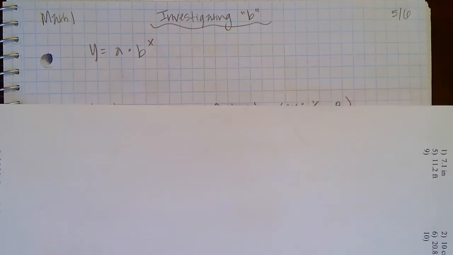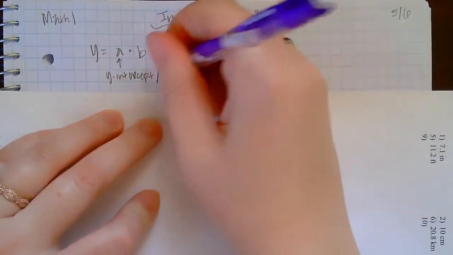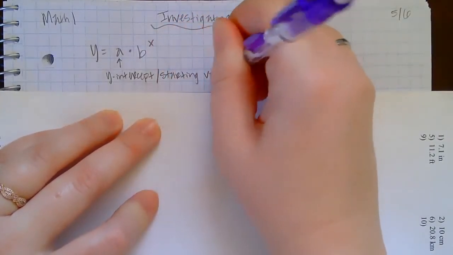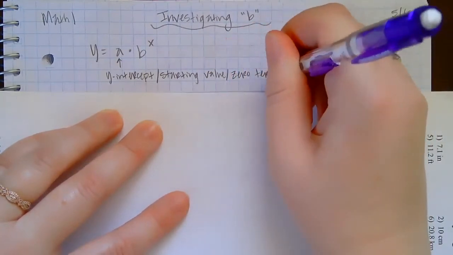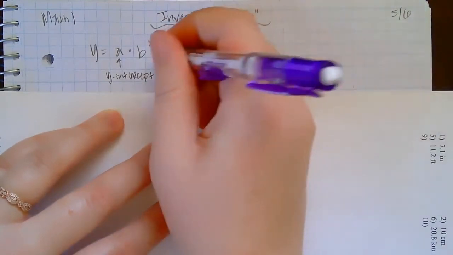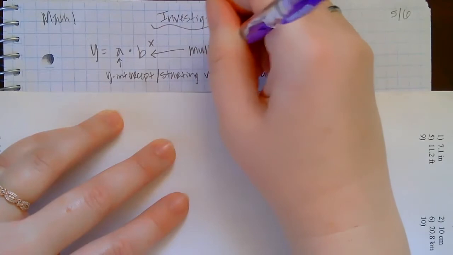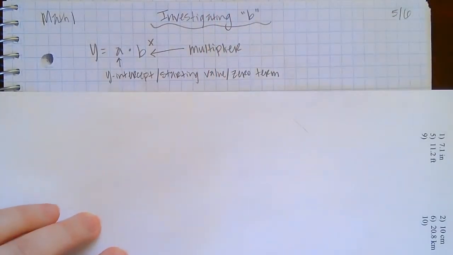So in an exponential function, the first thing we already know is remember that this a is the y-intercept. You can also call it the starting value, or you can also call it the zero term, right? And then remember this b value, that is my multiplier. That's how much it's growing by, but instead of growing by adding, it's growing by multiplying.